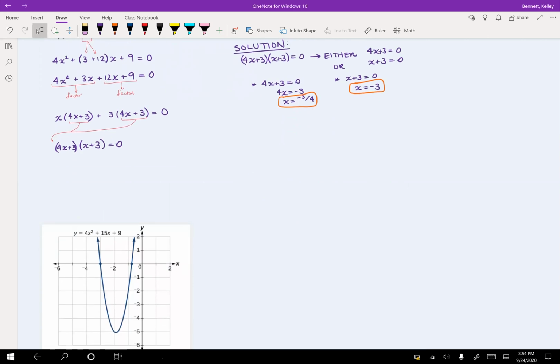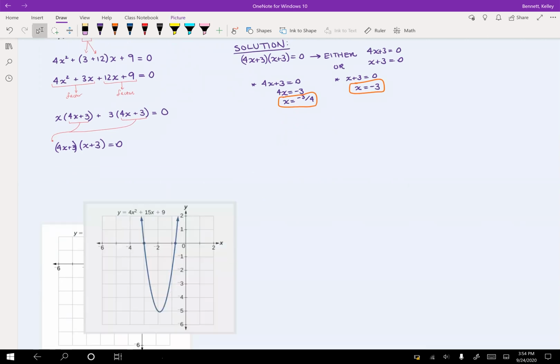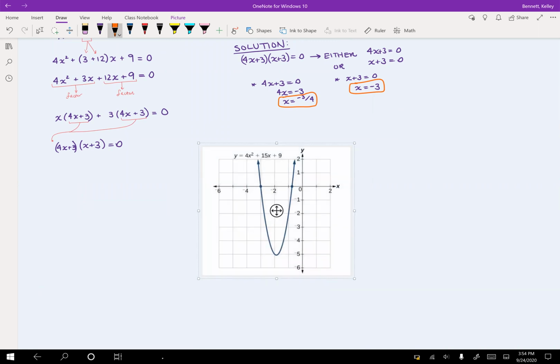So let's also look at the solution just graphically. We haven't really gotten to graphing parabolas yet, but just as a sneak peek, we notice here that x equals negative 3/4 is right here. It's where the parabola crosses the x-axis. And we also have x equals negative 3. So these numbers are exactly where the parabola crosses the x-axis. So we could solve this graphically, we could solve it algebraically. We're always going to get the same answer.